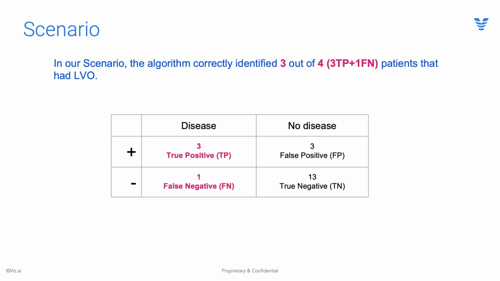What we have here is a disease column. So the disease column represents patients that actually have the disease, according to the ground truth. A no disease column, these are patients that do not have the disease. We have findings for all of these patients. 3 true positives, 3 false positives, 1 false negative, and 13 true negatives. I hope that most of you are able to get to those same numbers, and those are the numbers that we're going to use in every calculation that we do after this point.